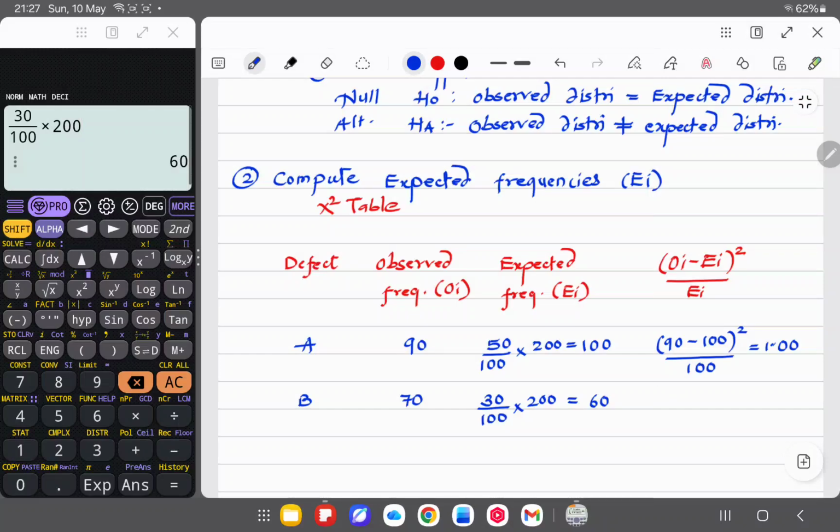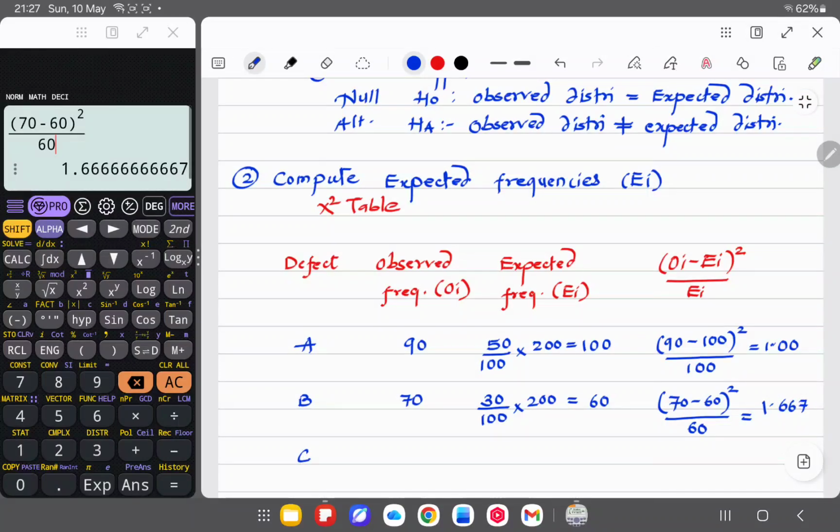And then we will proceed with the chi-square calculation. So OI minus EI, 70 minus 60 bracket square divided by EI, which for this case is 60. Again we'll do it immediately on the calculator. So 70 minus 60 bracket square divided by 60. That will give us the value 1.667.